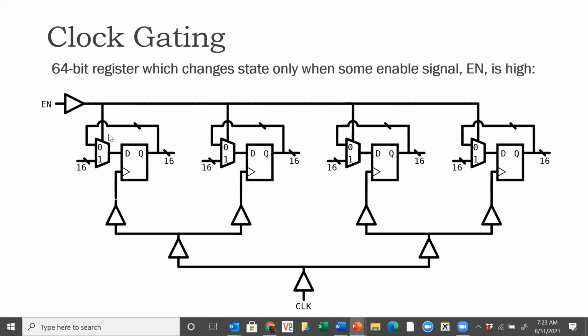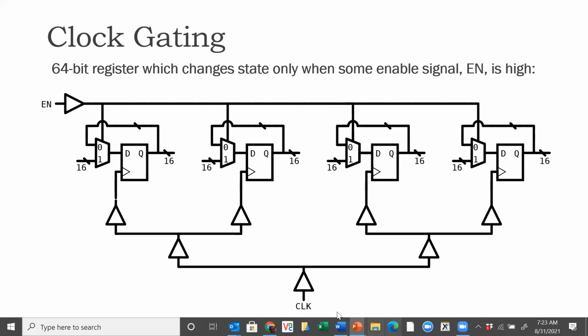Only when the enable is 1 can the flip-flop change state, because then when the enable is 1, inputs go to these flip-flops, external inputs come. When the enable is 0, the flip-flop simply recycles its output back to its input. So that's the kind of logic we see here.